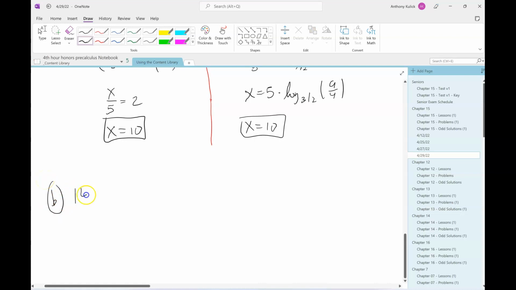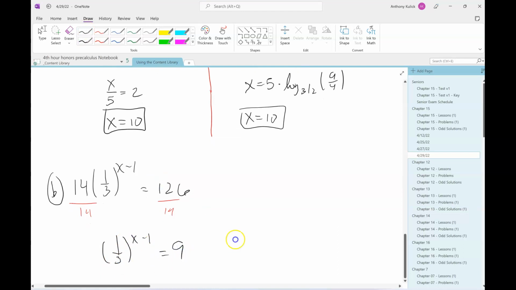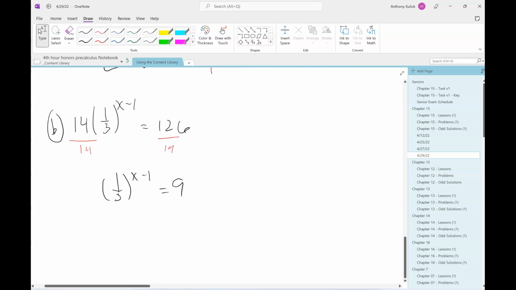Let's do another. Divide by 14. Divide by 14. Good. So, I turned into a billy goat there for a moment. Okay.